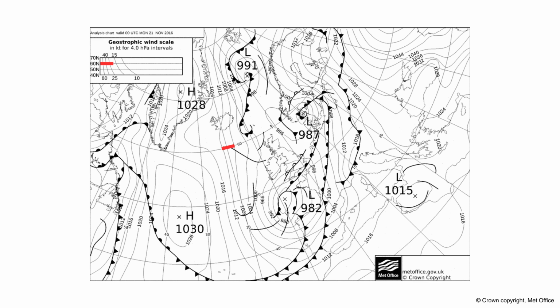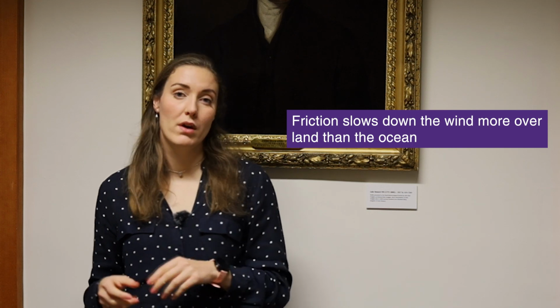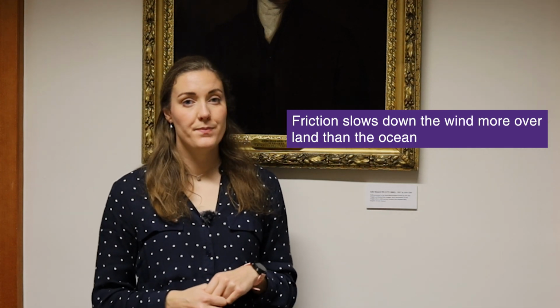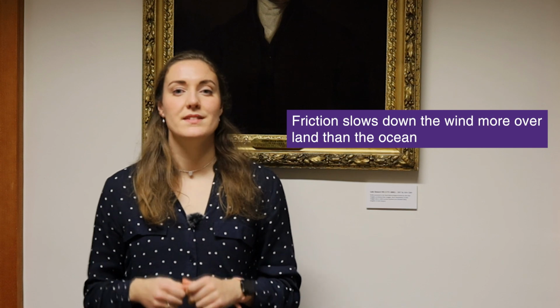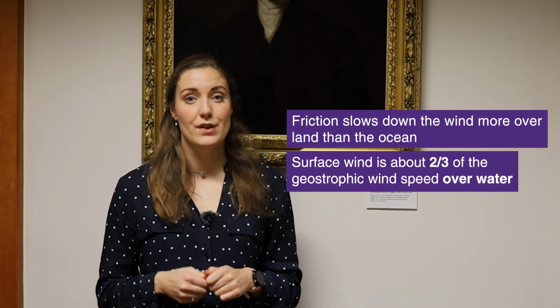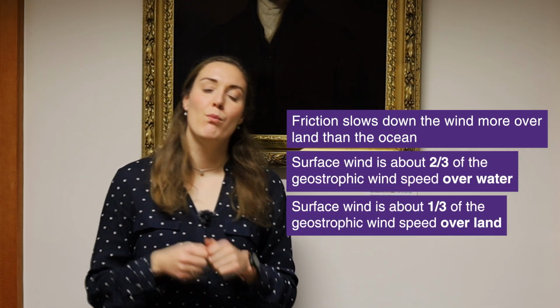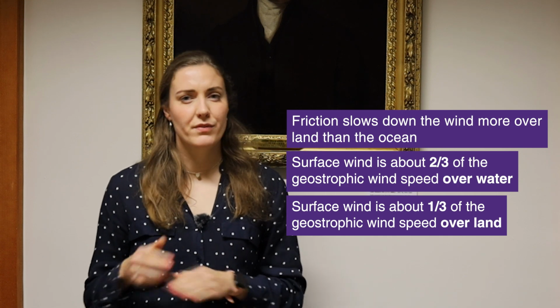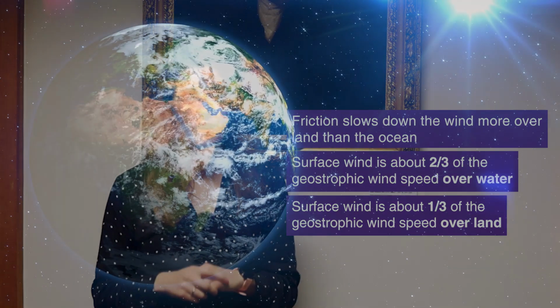So the wind speed at the marked place is about 20 knots. The actual wind speed at the ground will always be less than the geostrophic wind because of friction. Friction will slow down the wind more over land than over water. The rule of thumb suggests that the wind will be 2/3 of the geostrophic wind speed over water and 1/3 over land, but it will vary considerably.